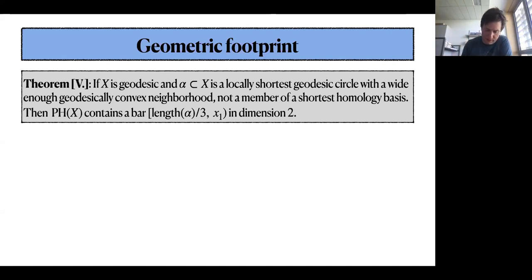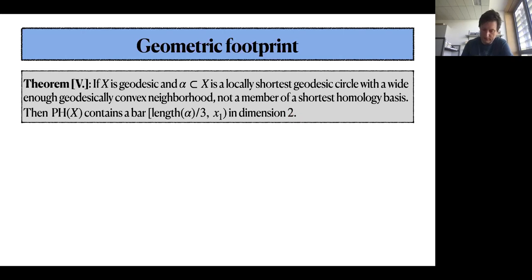So here's a statement. Let's say you have a geodesic circle, which is locally short as a geodesic, and again, with wide enough geodesically convex neighborhood, and it is not a member of the shortest homology basis. So what does that mean? That means that it doesn't have any one-dimensional footprint. It means you cannot detect it with one-dimensional homology. Then the theorem states that you can actually detect it with two-dimensional homology.